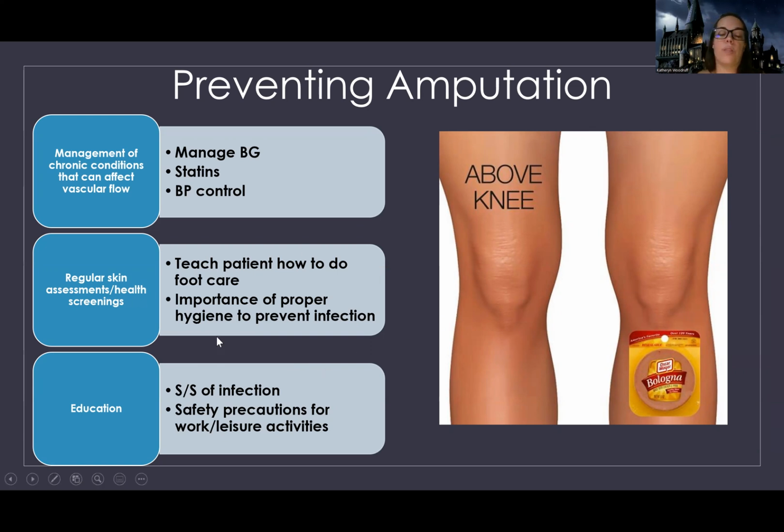Especially those with diabetes and PAD, we do foot care for both of those, but teach them how to monitor their skin, look for wounds and things like that, just that daily care of their feet, and then how to properly manage hygiene to prevent infection in their feet. Education wise, they also need to know signs and symptoms of infection and general safety precautions for work and leisure activities. That would be for the younger crowd that is at risk for traumas.